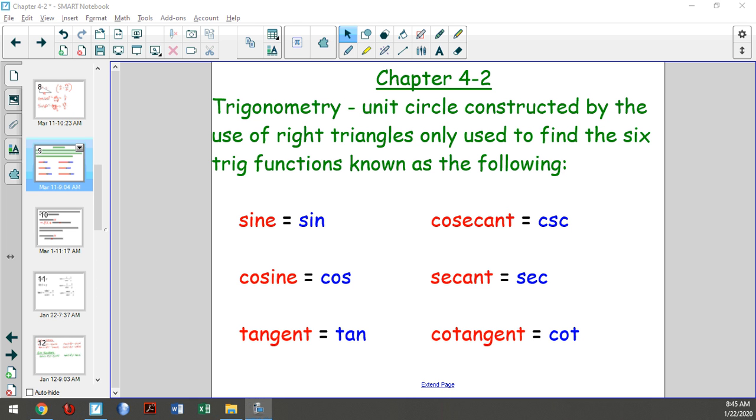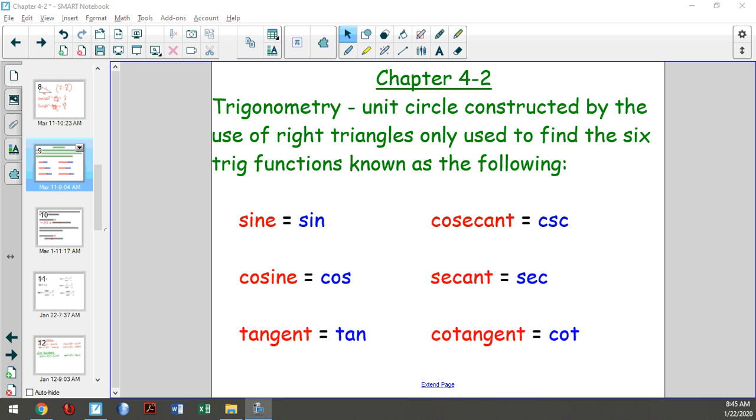Now, a unit circle was what we did yesterday. There are 6 trig functions that can be calculated by using the lovely little unit circle. So we have sine, cosine, tangent, cosecant, secant, and cotangent. Now, sine is "sin." It's not "sin," it's "sine." Cosine is cos. Tangent is tan.